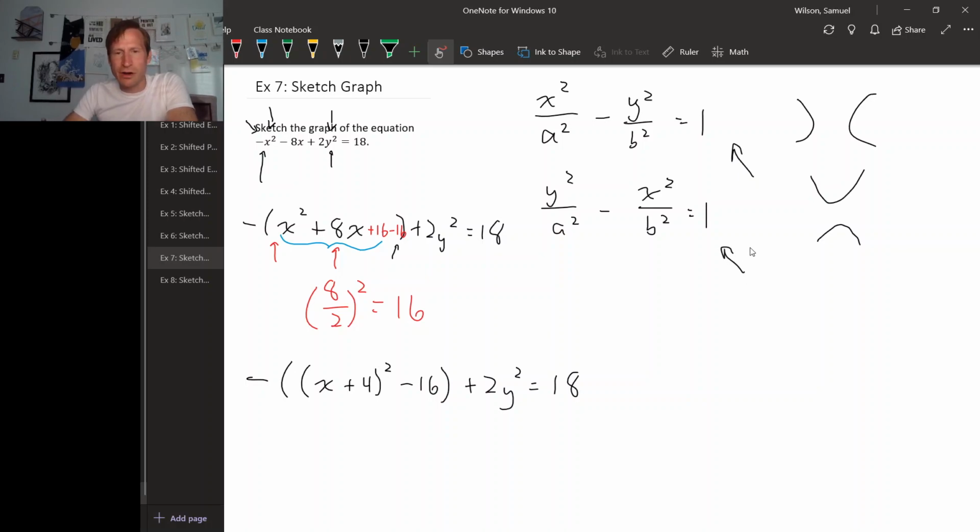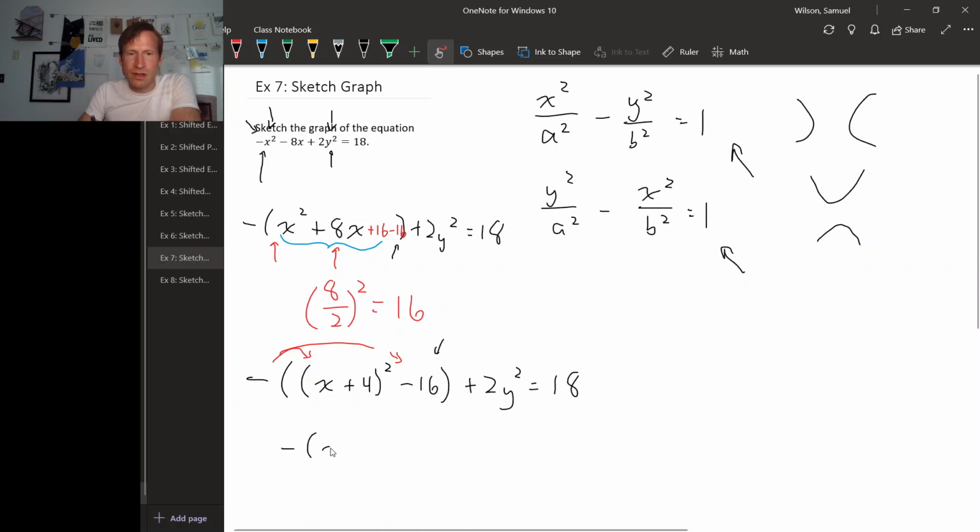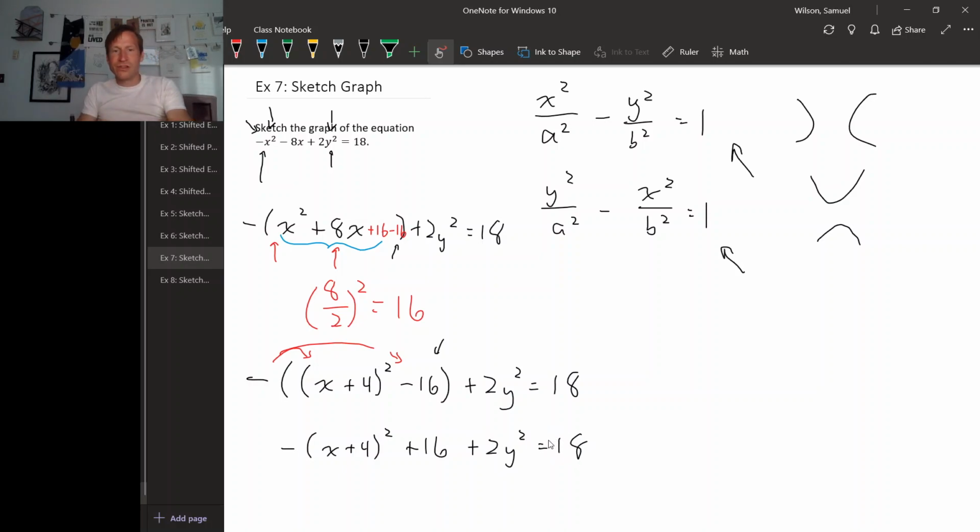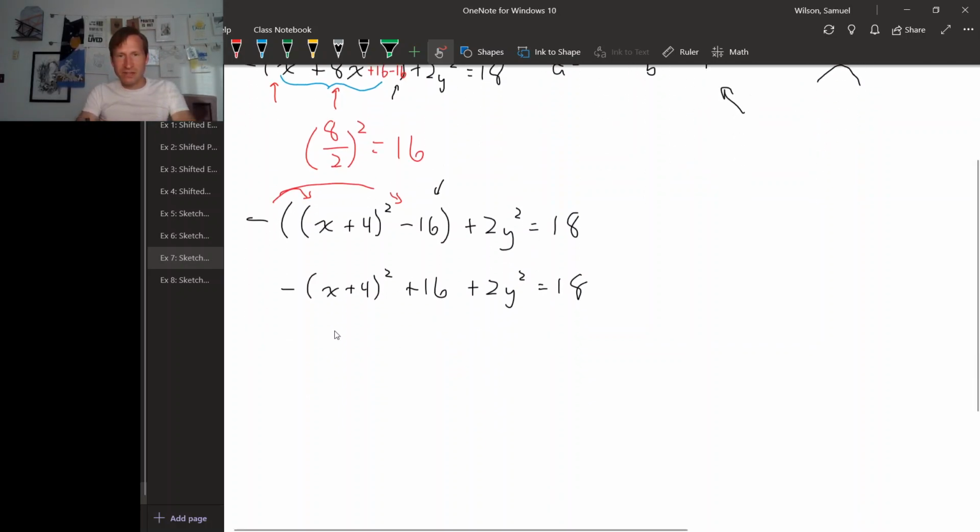All right, so we've successfully completed the square, but remember, we're aiming to make our equation look like one of these two over here. So it seems like this 16 on the left-hand side, we need to get it to the right-hand side somehow. And I guess the first step to doing that would be, let's distribute this minus sign like that. So we get negative x plus 4 squared plus 16 plus 2y squared equals 18. So now we can move our 16 to the left by subtracting it from both sides. So negative x plus 4 squared plus 2y squared equals 18 minus 16 is 2.